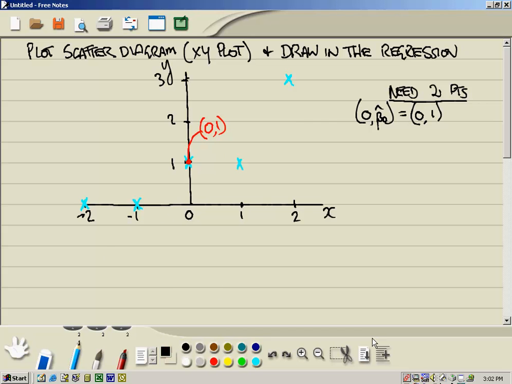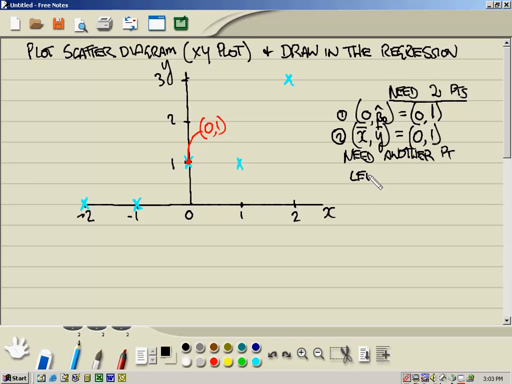The other point that's always on the line, and not always obvious at first, is the average point, where x is x bar and y is y bar. In our particular case, if you look back at the numbers, that's also 0 and 1. But we need 2 different points. In this example, only in this example where x bar is equal to 0, are they the same point. So instead of 2 points, we still only have 1 point. So we need another point.